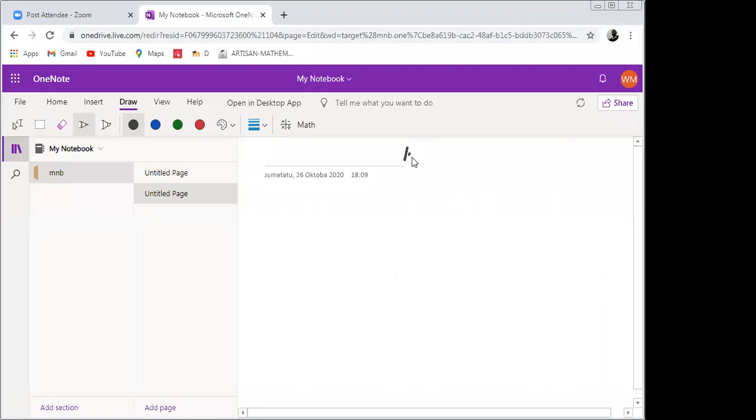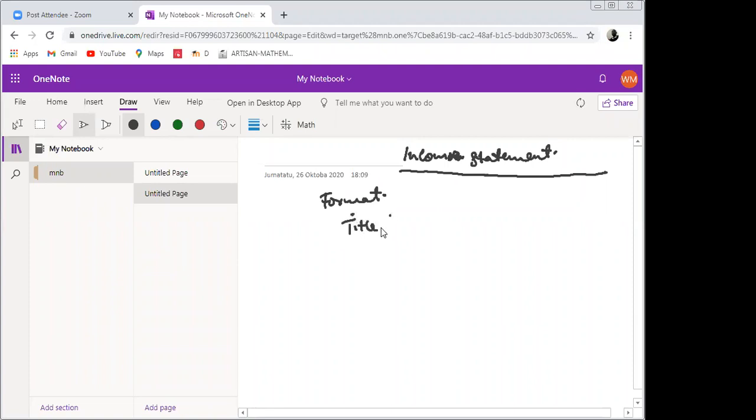Having said that, we can move now to the income statement and see what it contains. So we start with the income statement. We have said the income statement is normally prepared with the intention of determining the profitability of the business. The format of this statement is this. Number one, the statement must have a title.